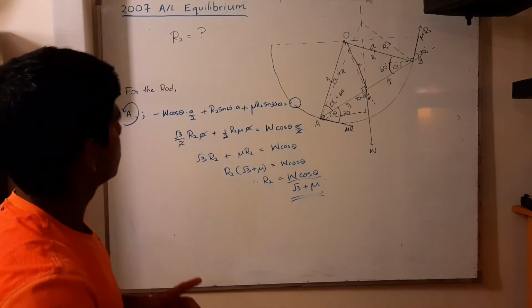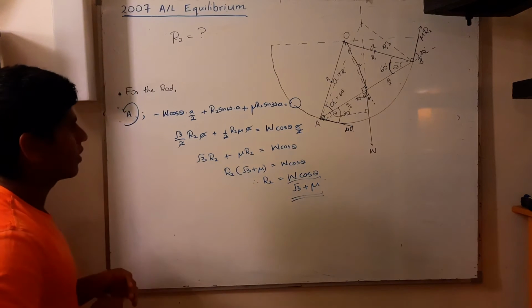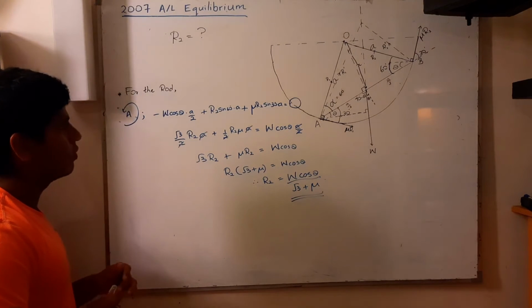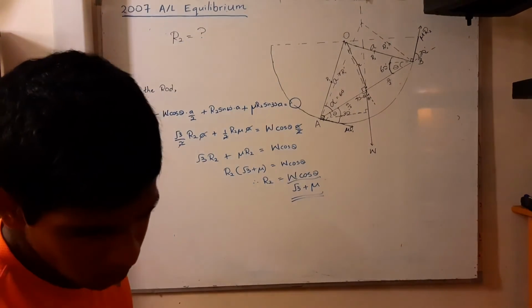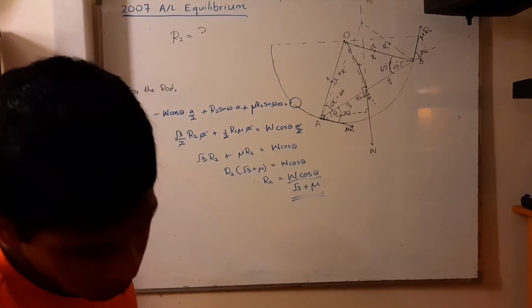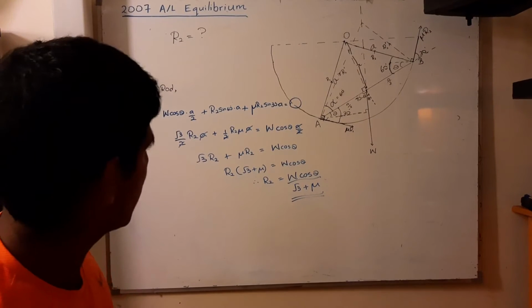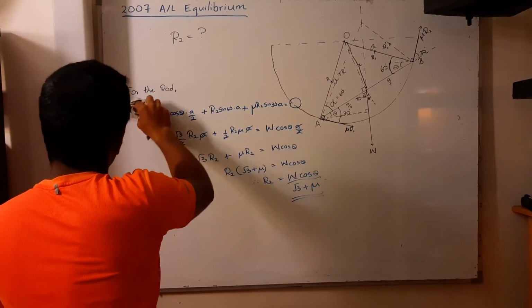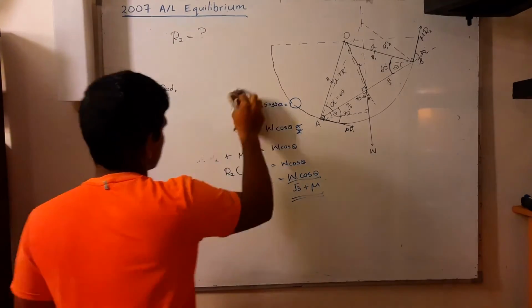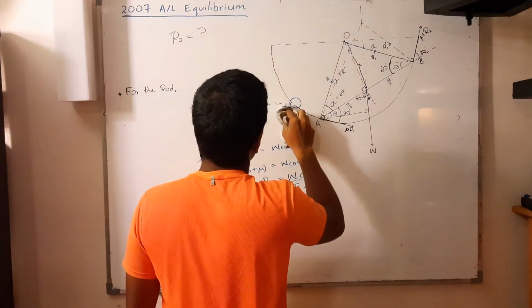Now since we found both R1 and R2, we can finally move on to the last part of the question. In the last part, they say hence show that tan theta equals 4 mu over 3 minus mu squared. Without wasting any more time, I'm going to get straight into that. I'm just going to erase this first.